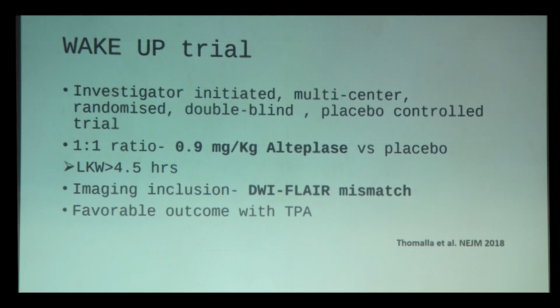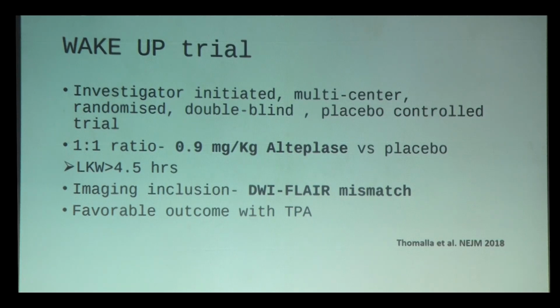And next is beyond our time window of 4.5 hours. Can we thrombolyse in these wake-up strokes? If the patient comes with an onset at morning 6 a.m., the last known normal was around 10 p.m., how do you proceed in these patients?